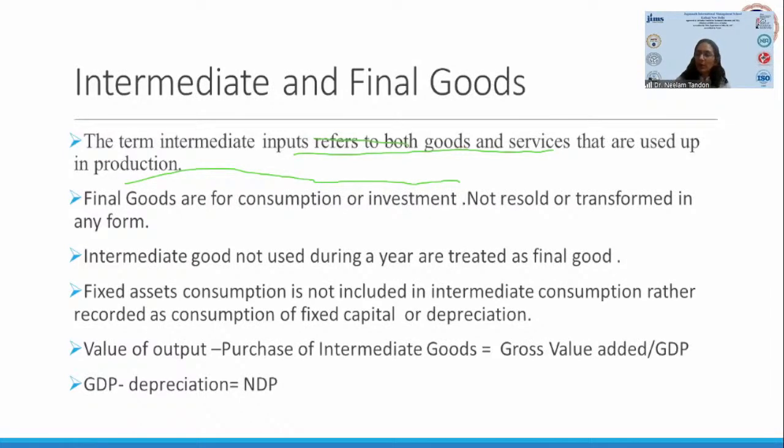So when you come across the word NDP, NDP is net domestic product. Net domestic product means you're moving from gross to net. Gross to net means you're deducting depreciation. That is consumption of fixed capital.